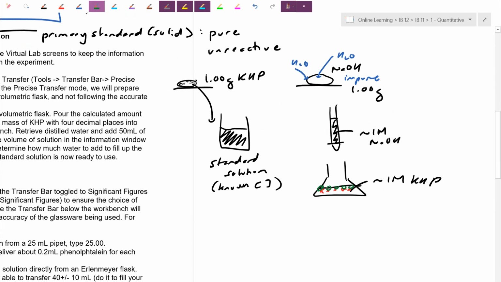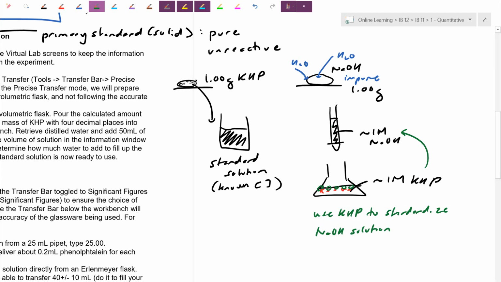Here's the verb of it. I'm going to use KHP, that's step 1, to standardize the NaOH solution. I already knew the NaOH was roughly 1 molar. When I say standardize, I mean find the molarity even better, right? So 1 point however many. So use KHP to standardize.